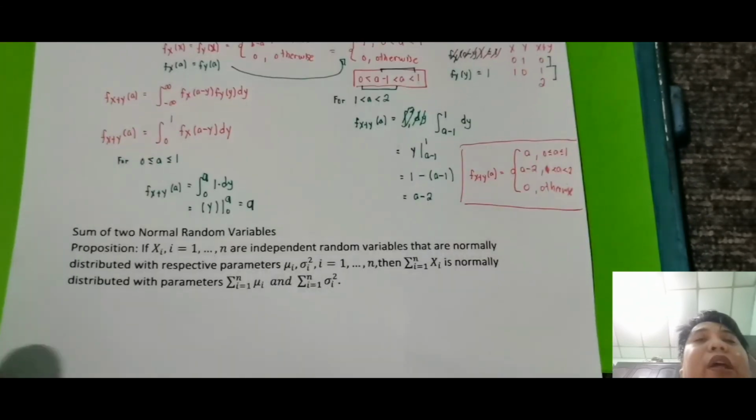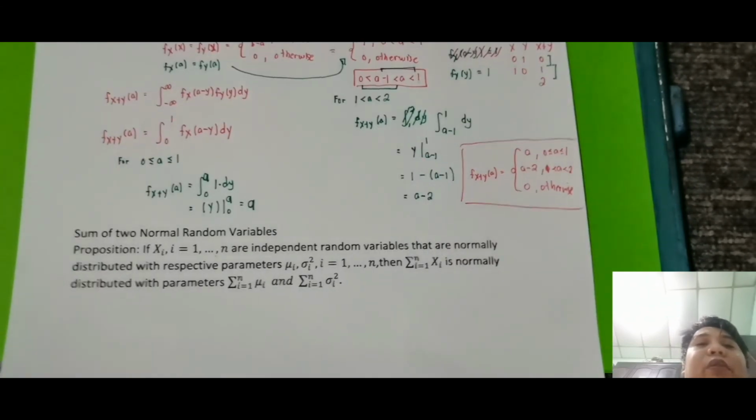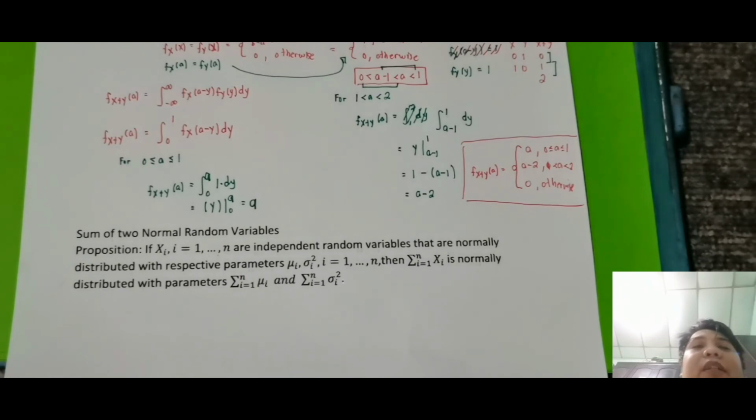So now, what if meron tayong sum of two normal random variables? So we have the proposition here. So if x sub i for i is equal to 1 up to n are independent random variables, so again, ang dami nung declare. Okay, so variables that are normally distributed with the respective parameters mu sub i, then sigma squared sub i for i is equal to 1 up to n, then the summation for i is equal to 1 up to n of x sub i is normally distributed with the parameter of summation of mu sub i for i is equal to 1 up to n, and the summation of sigma squared sub i for i is equal to 1 up to n.